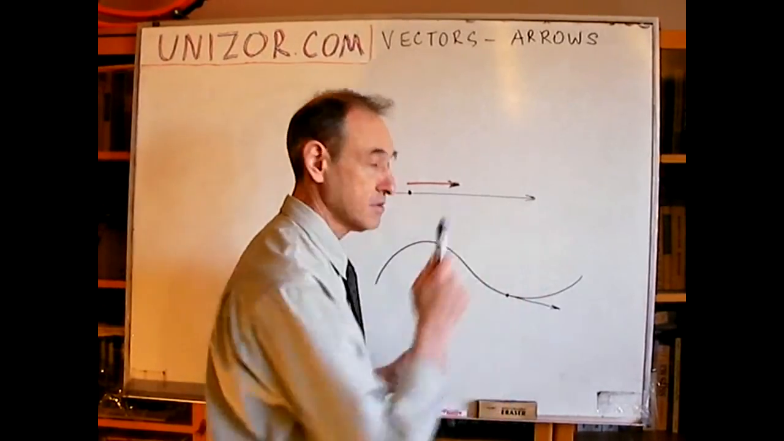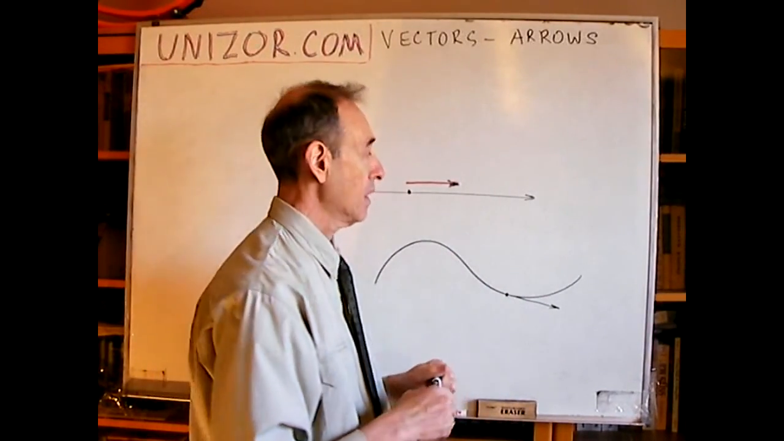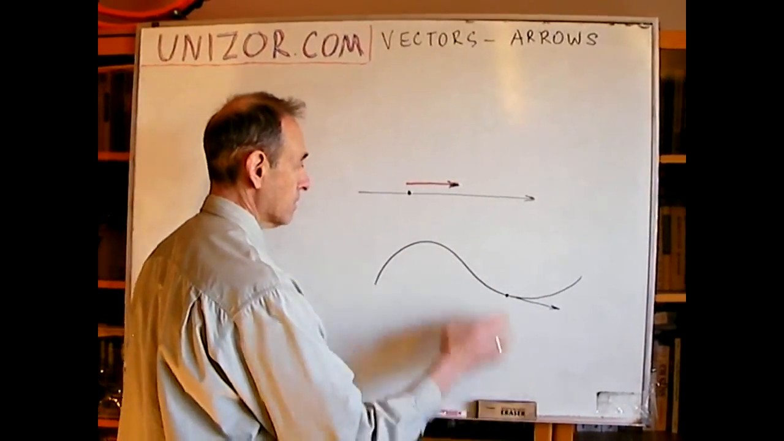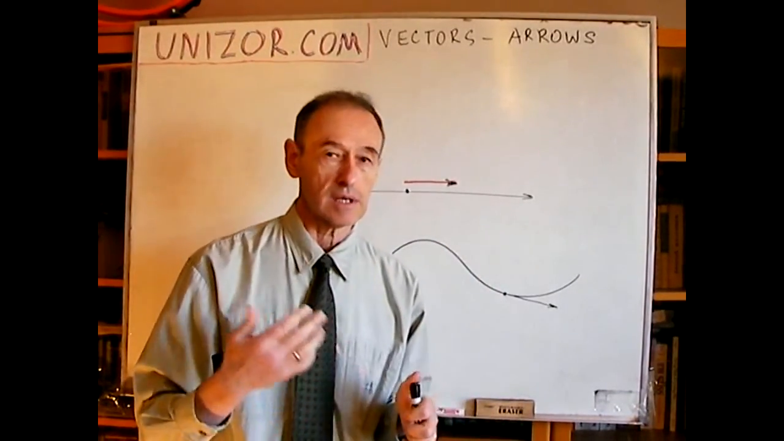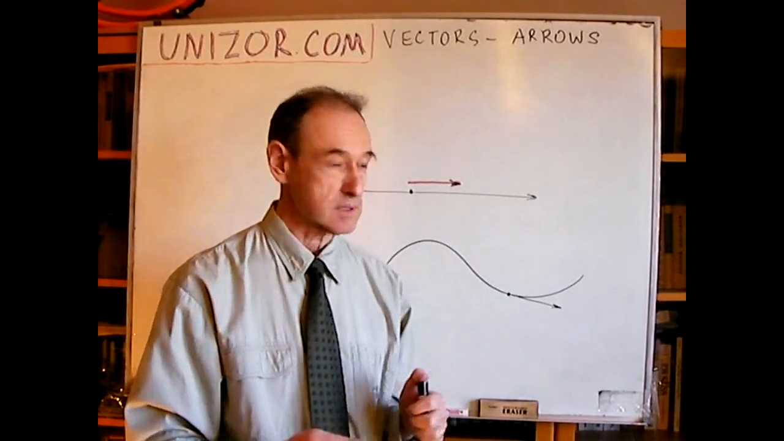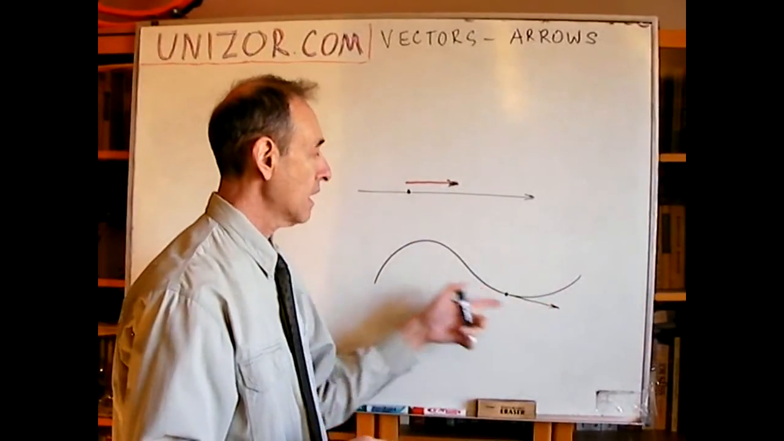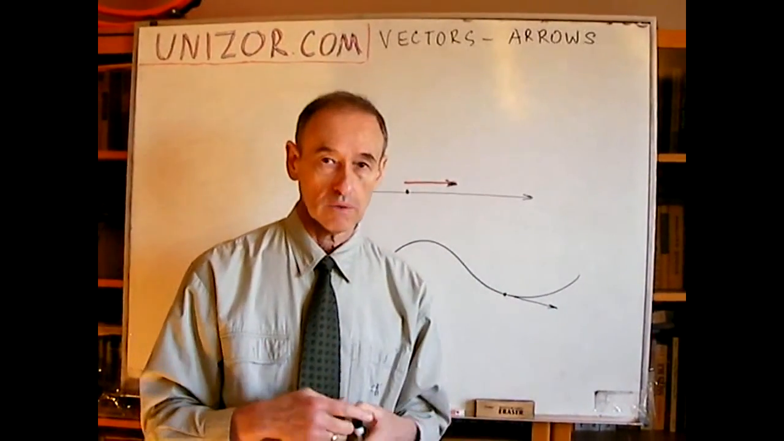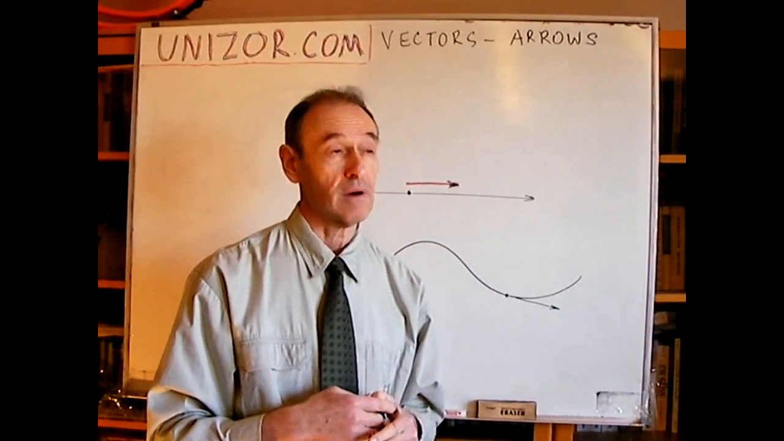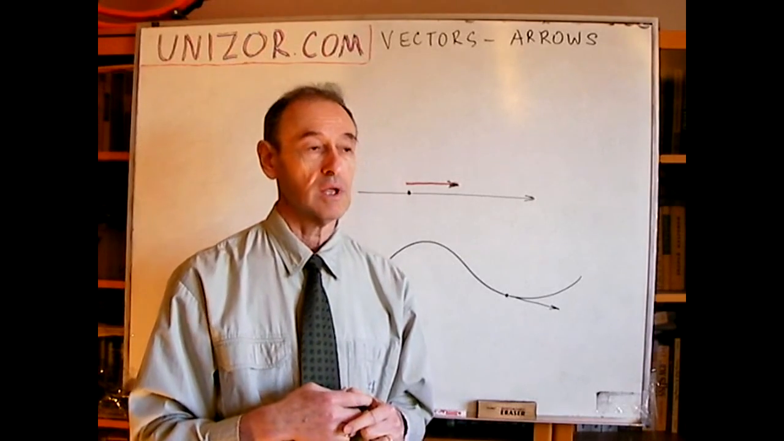Okay, now these two cases represent so-called one-dimensional spaces. So straight lines and curves, they are one-dimensional. Now, why are they called one-dimensional?